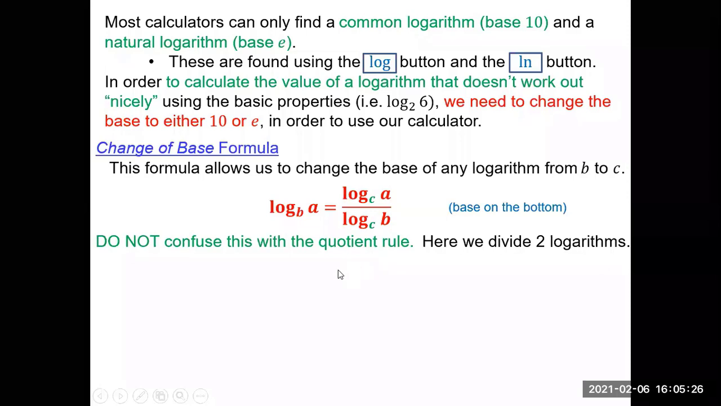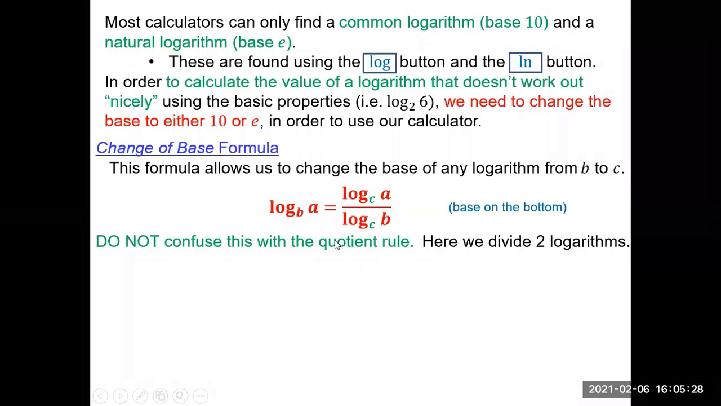So notice, in other words, this is not the quotient rule. Notice that we're not dividing the arguments. What we're doing is dividing two completely different logarithms.